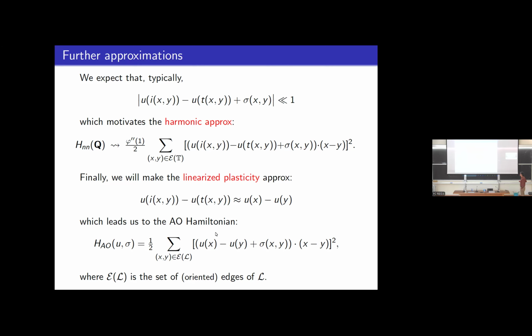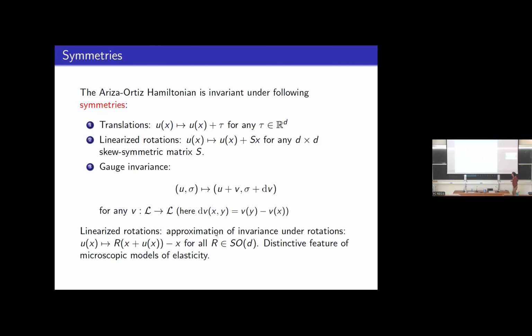U is the displacement field that takes values in R^D, let's say R3, and sigma is a lattice-valued so-called slip field. So it's a function from nearest neighbor edges of the FCC lattice to the lattice vectors. This model is invariant under translations, linearized rotations, and these gauge transformations that correspond to relabeling of the sides of the FCC lattice.